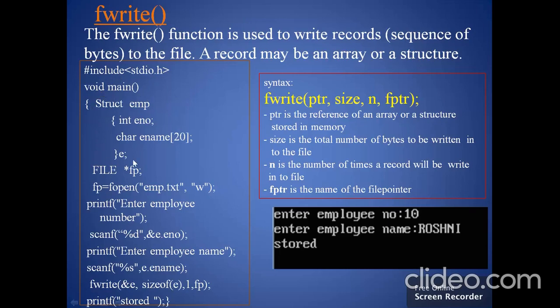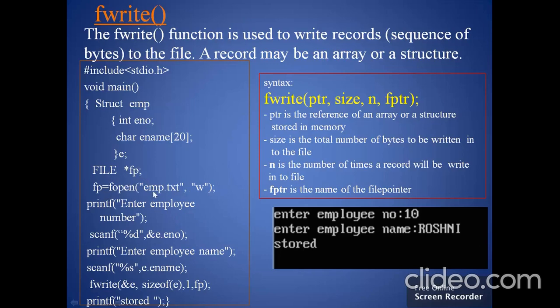Inside the main, at first we will declare a structure, that is struct emp. Then this structure has two variables. The first variable is eno, and its data type is int. The thing we store inside this variable is the employee number. Then we will have a string. Its name is ename, and its data type is char. The data we store inside the string is the employee's name. Then after that we will have e. Here e is the structure variable. Then we will declare the file, that is FILE *fp. Here fp is the name of the file pointer.